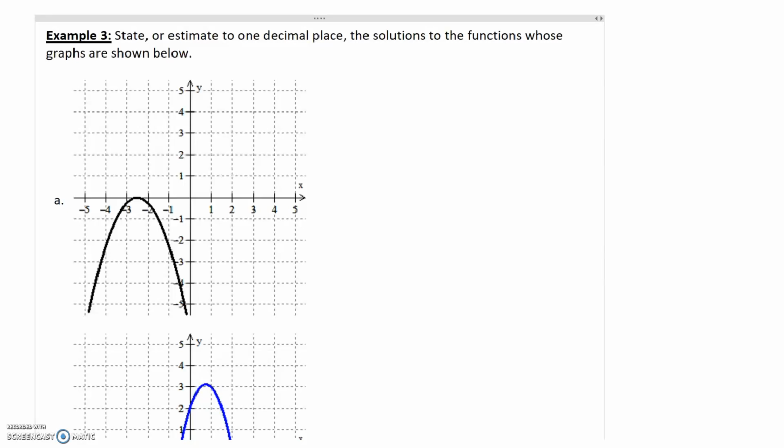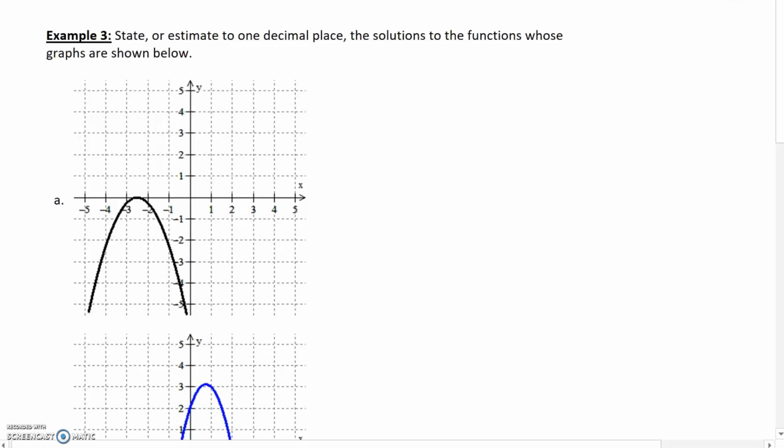So here we have the graphs of two functions, and we're looking for the zeros of the functions, in other words the solutions to the equations that would go with them. We're not told what the equations are in this case, but we don't need that to write down what the solutions to the equations would be. So remember again, the solutions to an equation are the places where the graph touches the x-axis.